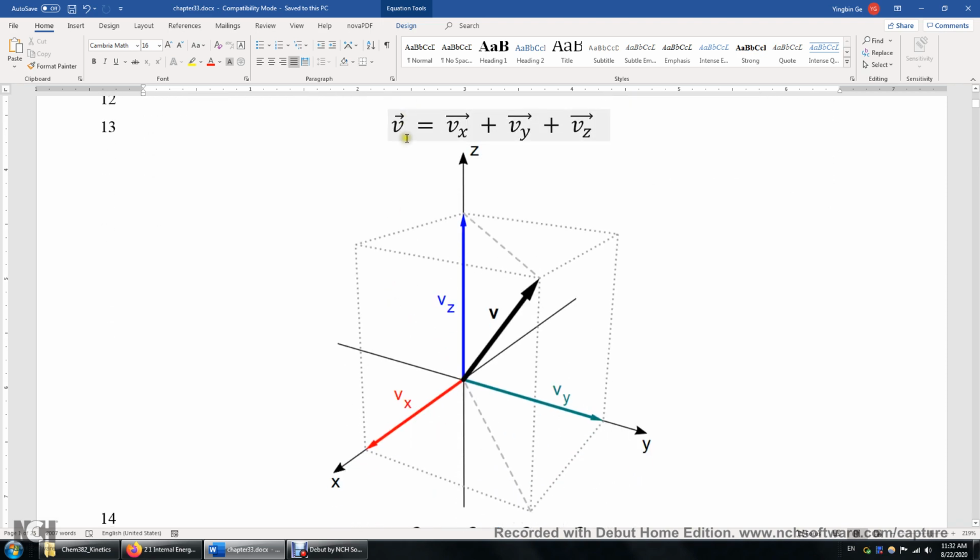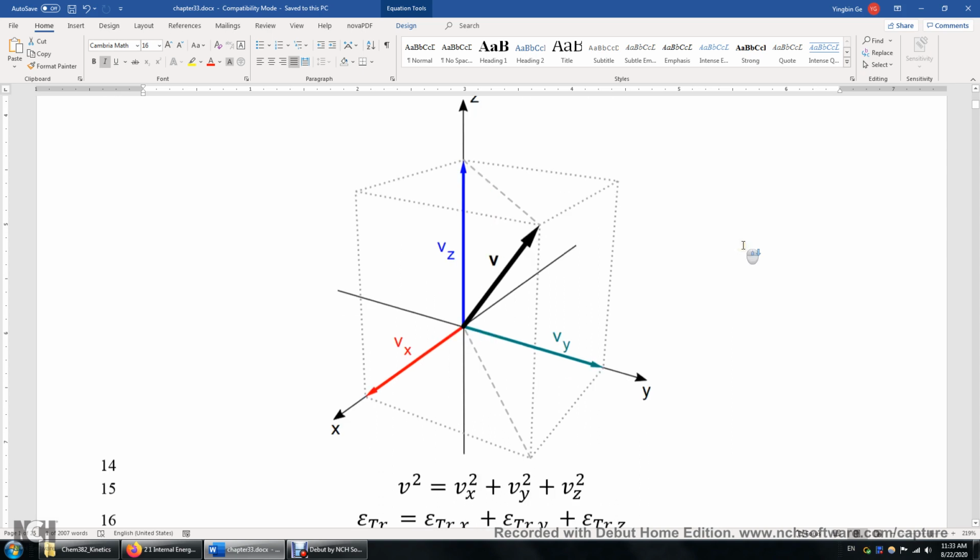Now let's look at the equation for velocity in a 3-dimensional space. So this v with an arrow on top is the velocity. It can be decomposed into the velocity in the x direction, y direction, and z direction, illustrated in this picture. This v vector is a 3-dimensional vector. Its projection on the z-axis is v sub z. Its projection on the x-axis is v sub x. And over here, this is the projection of this v vector in the y-axis.